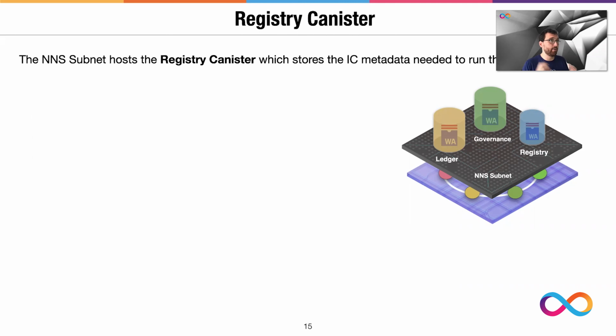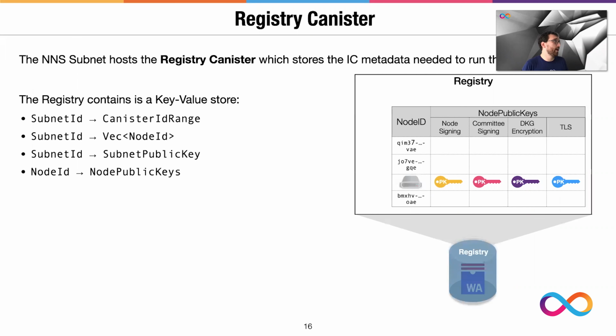So the registry canister is directly controlled by the governance canister, which means that, for example, if there are some changes in configuration that need to happen in the internet computer, the governance can make a proposal, people can vote on it, and if this passes, the corresponding changes can be made into the registry, which will then affect how the network behaves. The registry canister contains a lot of information that is used for the internet computer protocol. And again, we can abstract the registry as a kind of key value store.